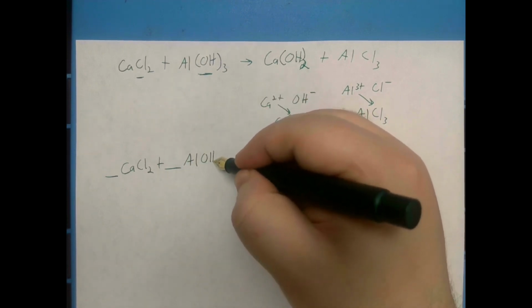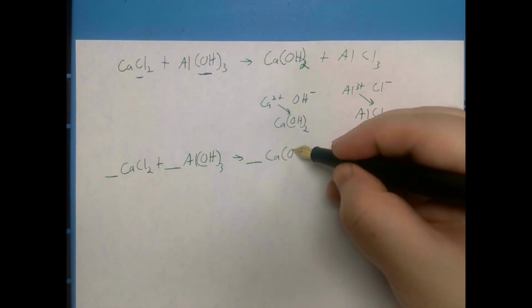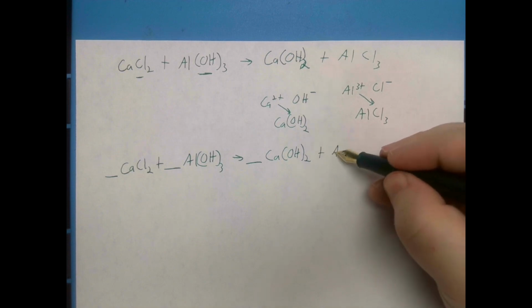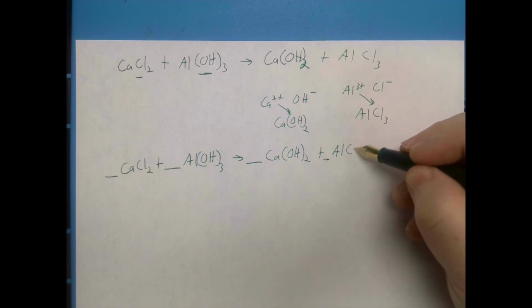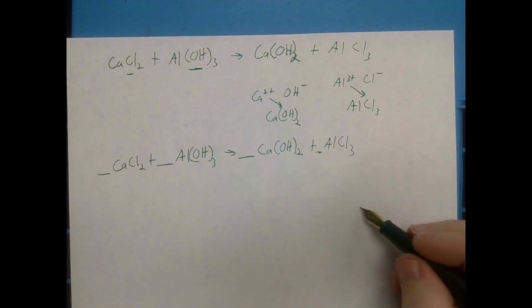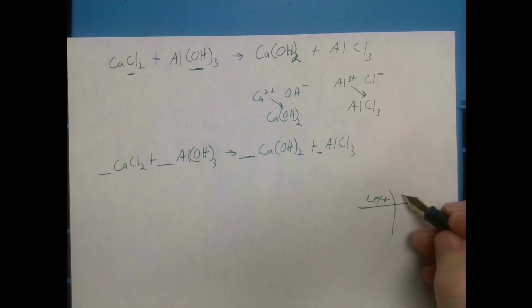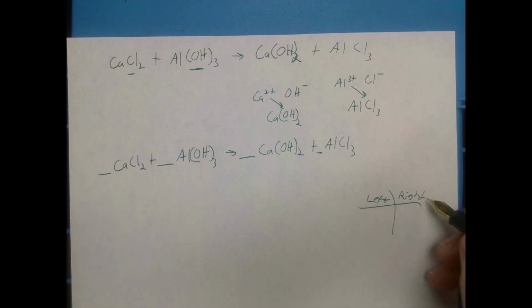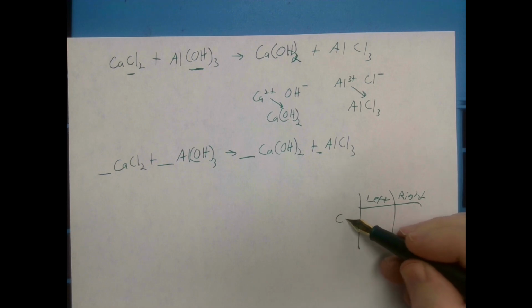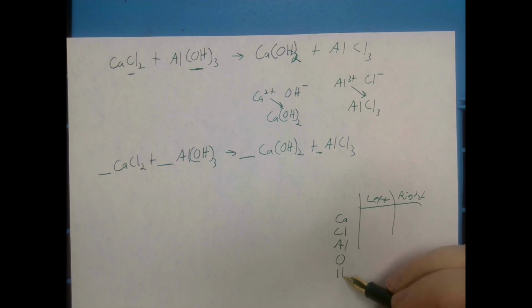So we need to figure out what the coefficients are on the equation, the number in front. One of the methods I like using is count up and do this multiple times. It's best working with pencil so you can erase. So I have, where are my elements? I have calcium, chlorine, aluminum, oxygen, and hydrogen.